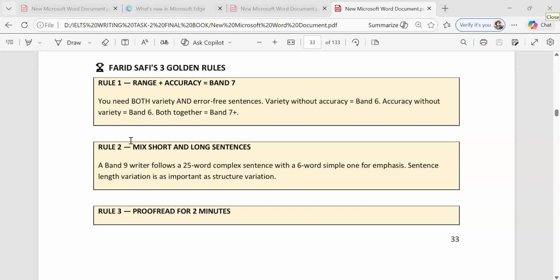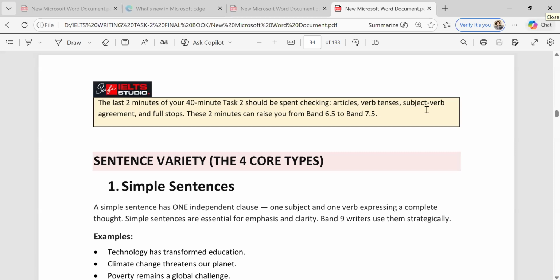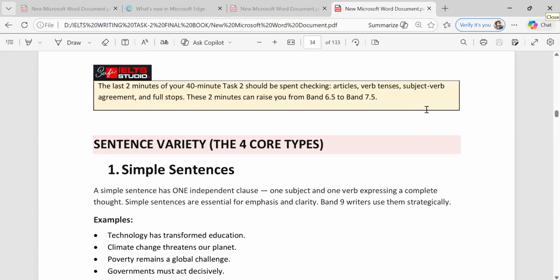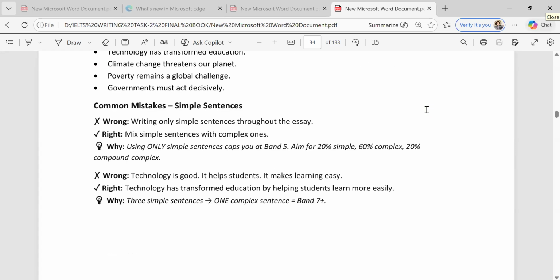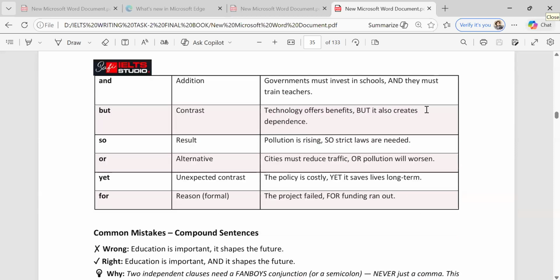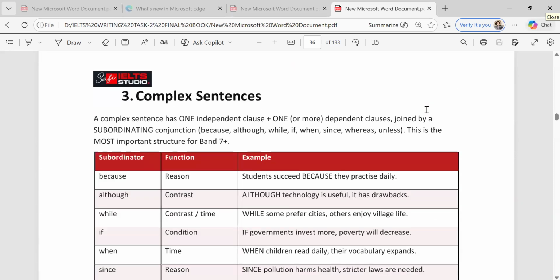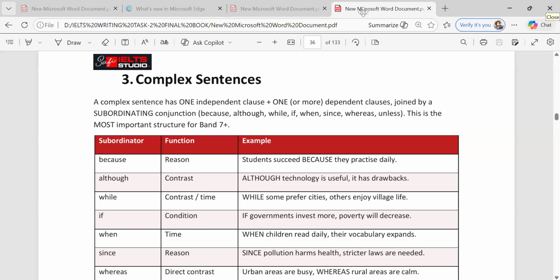Okay, so we have talked about 3 rules, what is important for us, and then we will study, inshallah, all sentence structures one by one, and how to use them. Clear? For writing, inshallah, we do have enough work.